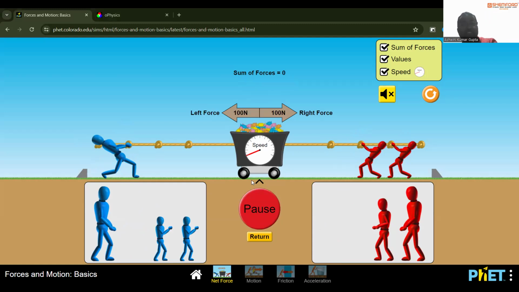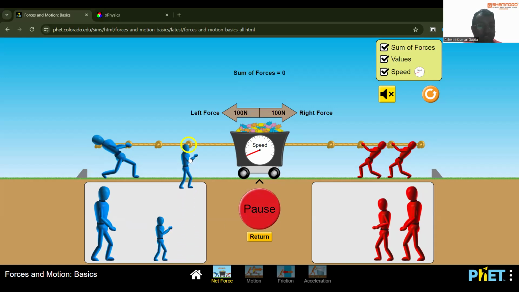In the right direction, there are two persons applying 50 Newton force each. The total force is 100 Newton. And in the left direction, one person is there who is applying 100 Newton of force individually. So the trolley is not moving.